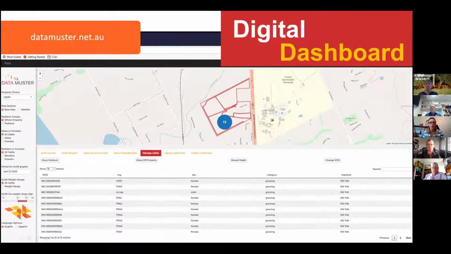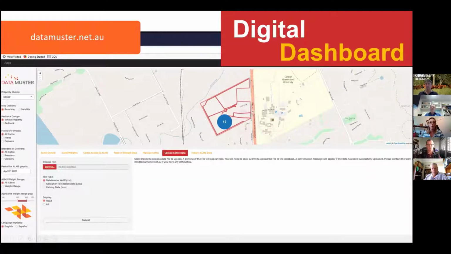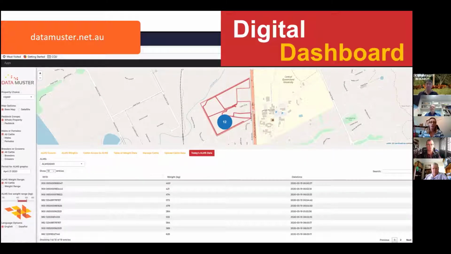As well, we have a portal to manage cattle records, including to move paddock, move off property, record death, and change RFID number. A portal to upload data into the system, including walkover weighing data that has been downloaded from the data hub, and a table of today's recorded walkover weighing data. The data displayed on the dashboard is updated every 10 minutes and can be filtered by the inputs on the left-hand panel, including by paddock, by sex, by category or class, and by weight range.